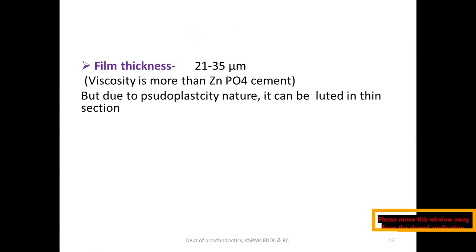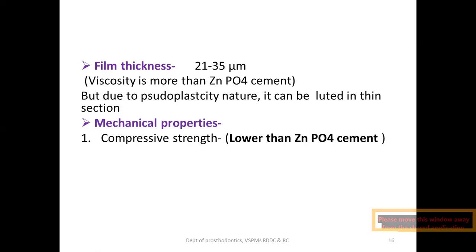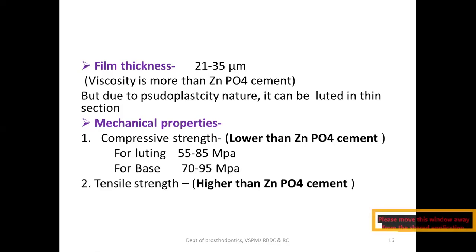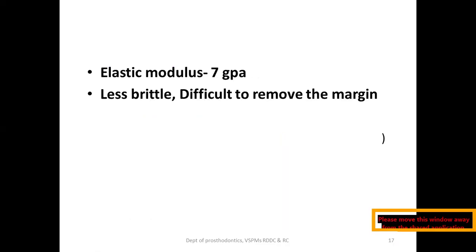Pseudoplasticity means when you press it, it becomes thin in consistency, so you can lute the crown very nicely. If you see the mechanical property of this cement, its compressive strength is less as compared to zinc phosphate cement. For luting, it is 55 to 85, and for base, it is 70 to 95. The tensile strength is a little higher than zinc phosphate cement. It is around 8 to 12 MPa for luting consistency and 9 to 14 for a base consistency.